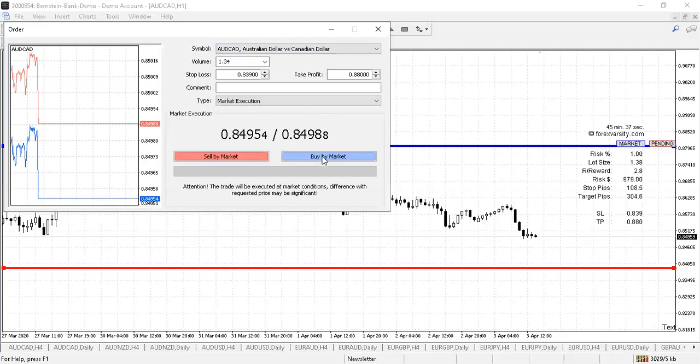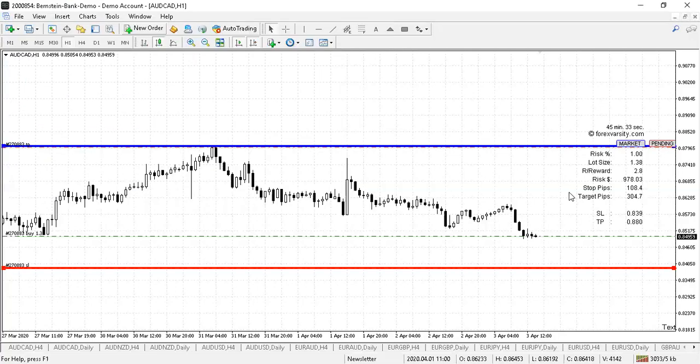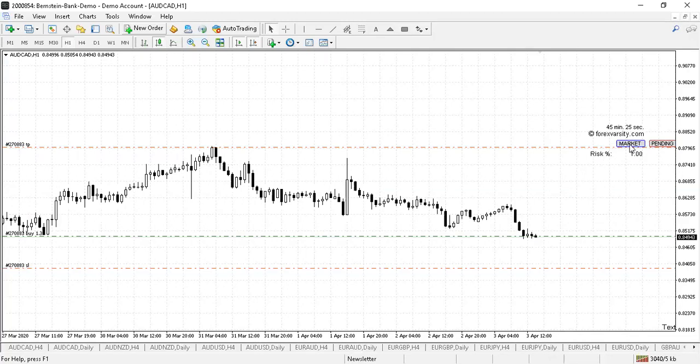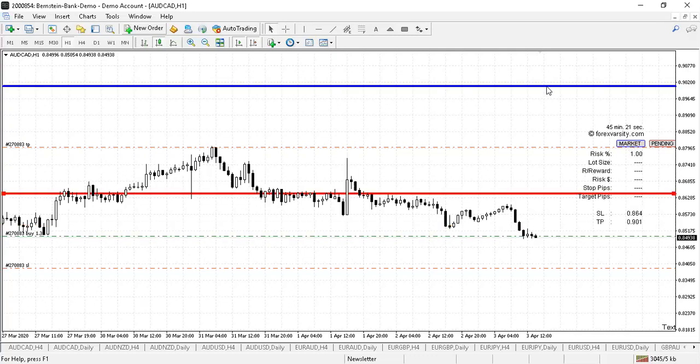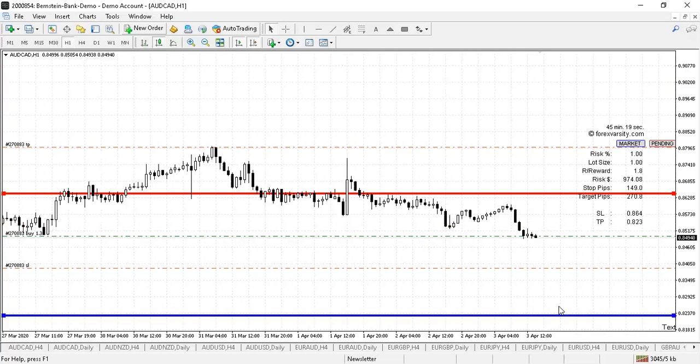But if I go back and I click on the right button, then it will enter a trade. So it's pretty simple, guys. First of all, I suggest that you use our Forex Velocity tool just to position the red and the blue lines in an appropriate place.